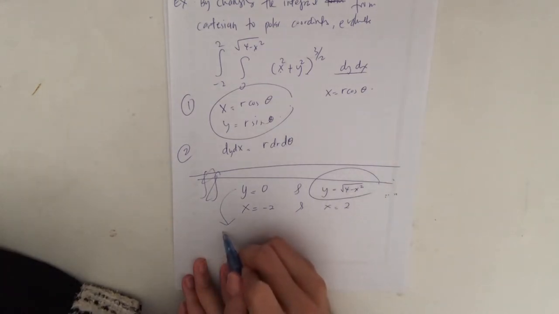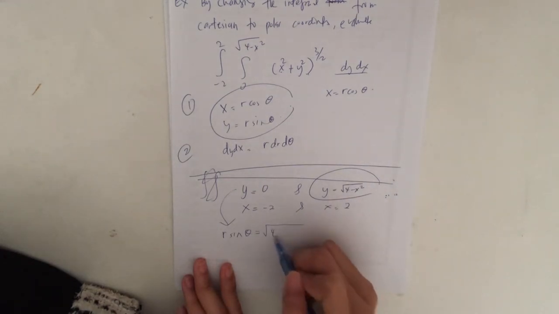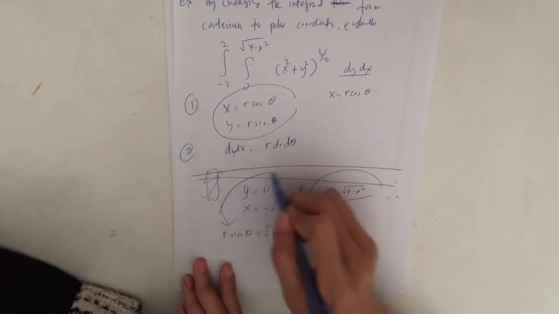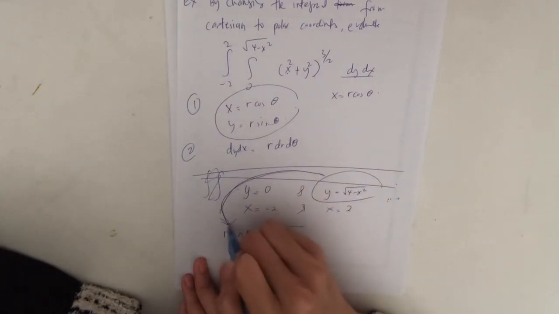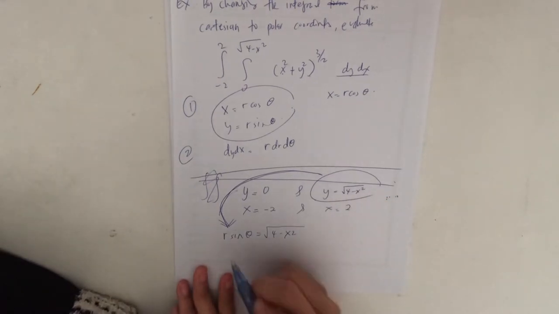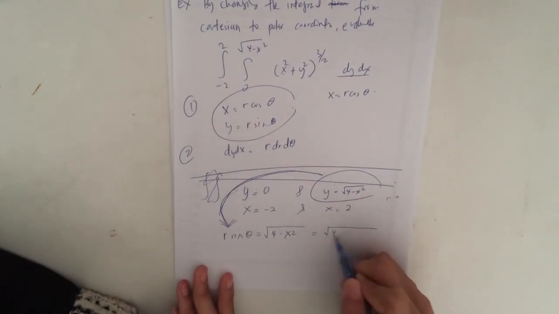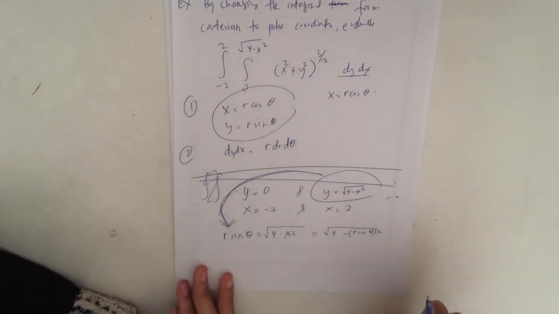So y is equal to r sin theta, and this is equal to square root of 4 minus x square. I do it for this one because y equal to 0 is simple, so we do the complex one first. Before that, here they have x square, so you need to replace it also. It will be 4 minus (r cos theta) square. So any x and y you should replace with r cos theta or r sin theta.